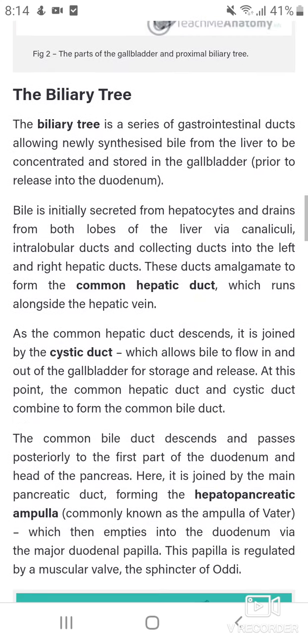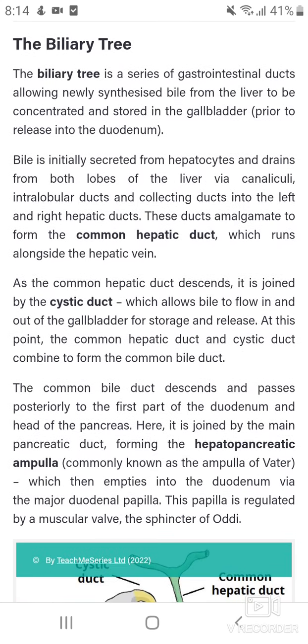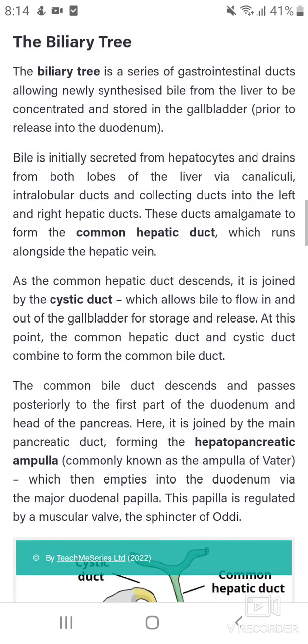Next, we are discussing the biliary tree. What is the biliary tree? The biliary tree is a series of gastrointestinal ducts allowing newly synthesized bile from the liver to be concentrated and stored in the gallbladder prior to release into the duodenum. Bile is initially secreted from the hepatocytes and drains from both lobes of the liver via canaliculi, intralobular ducts and collecting ducts into the left and right hepatic ducts.